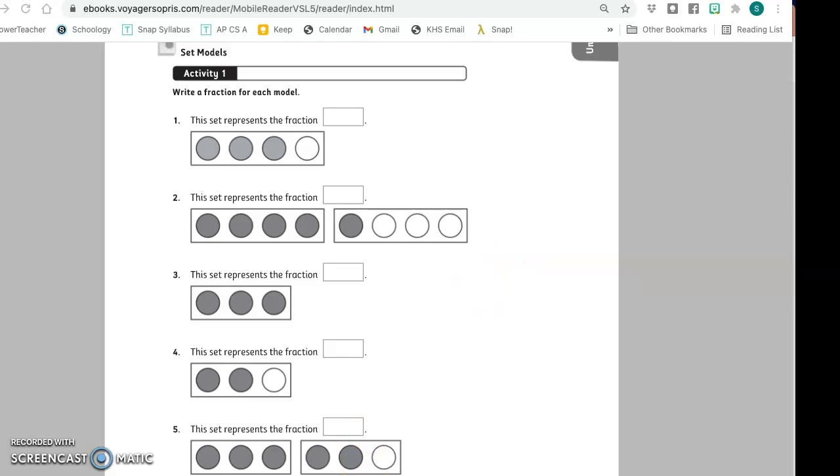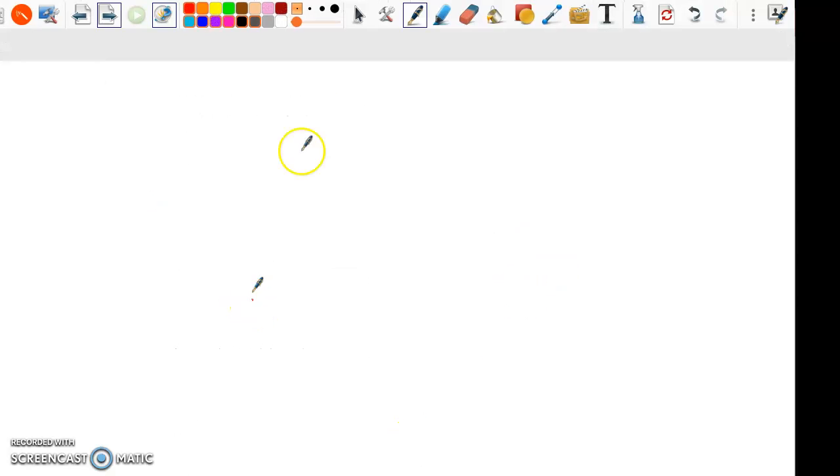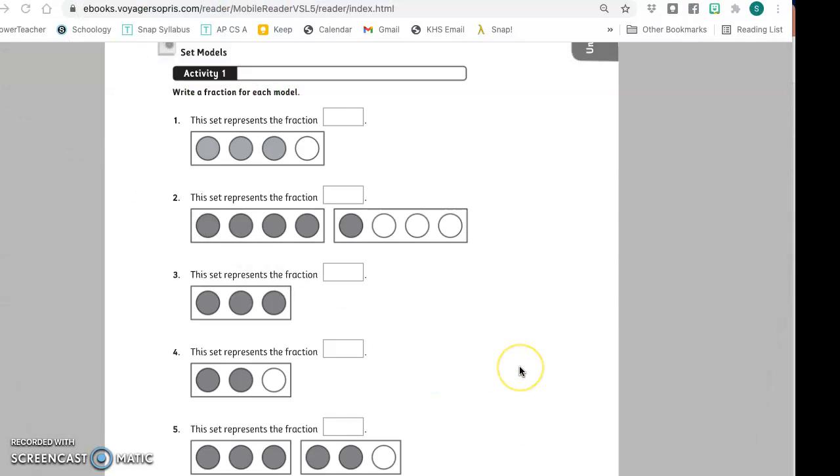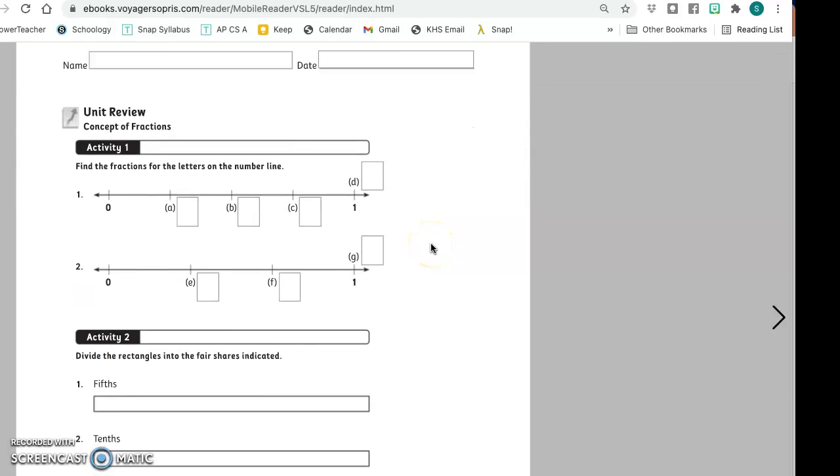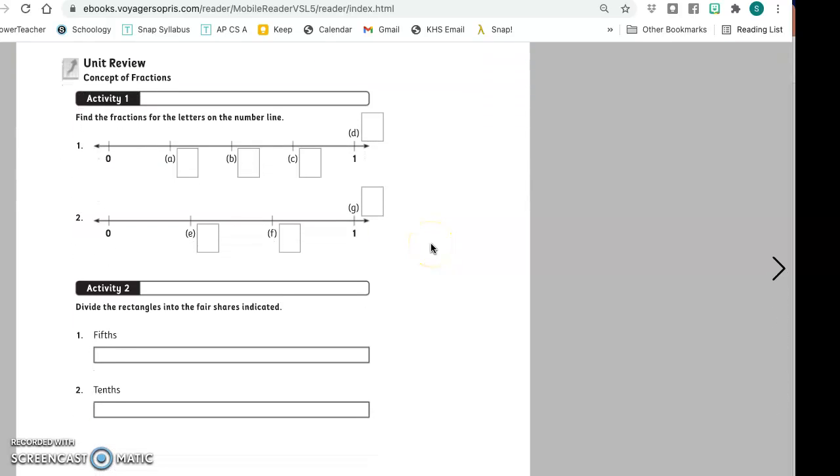Now we're going to move on to doing the unit review. So if you go to the next page in your workbook here, we're going to start the unit review and we're going to do that together. All right, so here is the unit review. Concept of fractions, this is the first part.